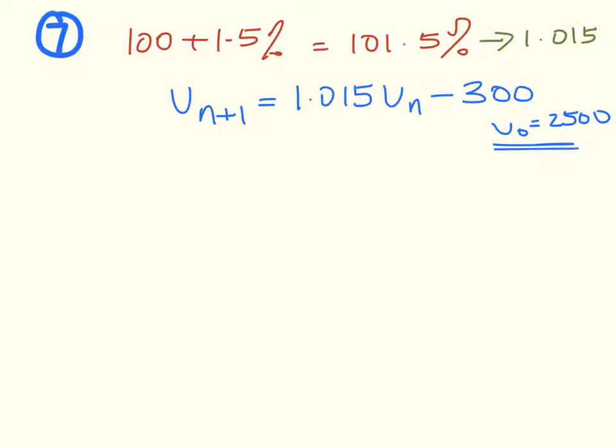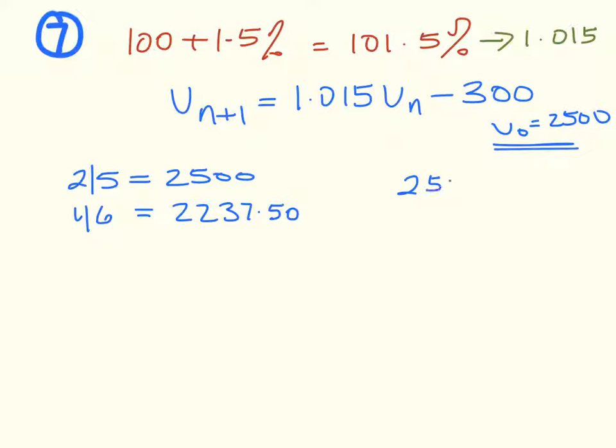Okay, now the second part of the question, what are his repayments and how much is the final one? He borrows the money on the 2nd of May, so on the 2nd of May he's owing back £2,500. On the 1st of June, a month's time, his interest has gone up by 1.5%, but he's paid back £300. So that means he's due to pay back £2,237.50.